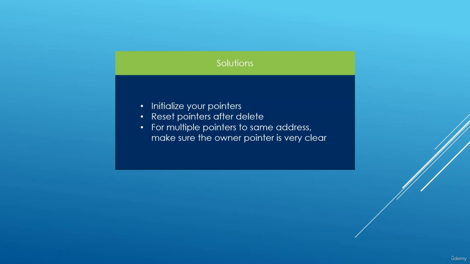And for multiple pointers pointing to the same address, you have to choose and make one pointer the master, the controller of the memory. All other pointers are basically going to be slaves, which can't release the memory, but they can read and do something with that memory. They don't have the task of releasing that memory.